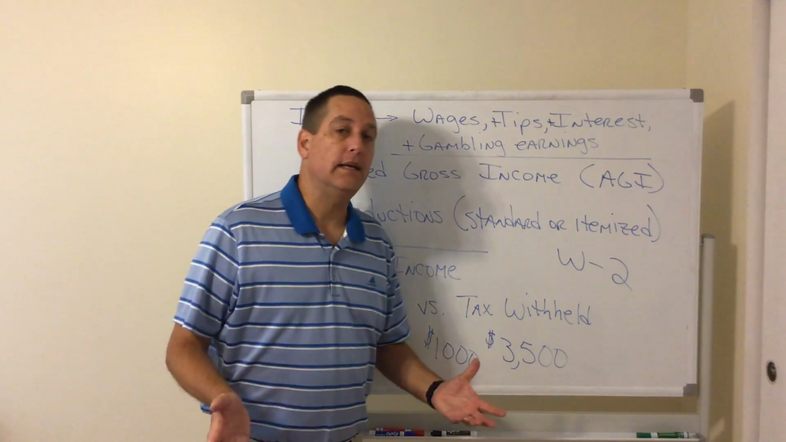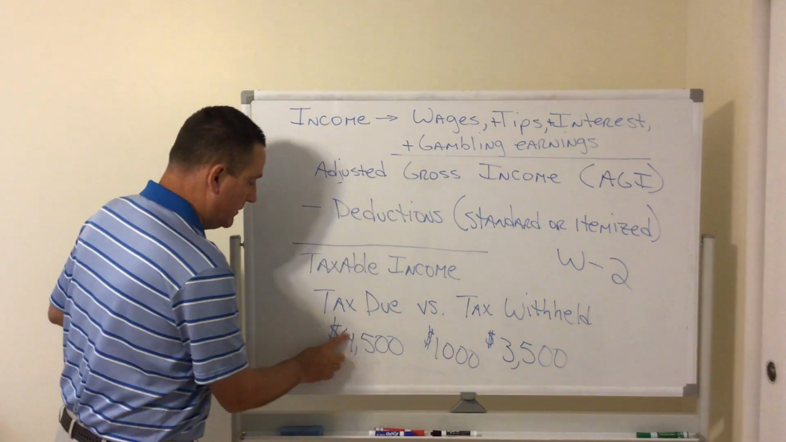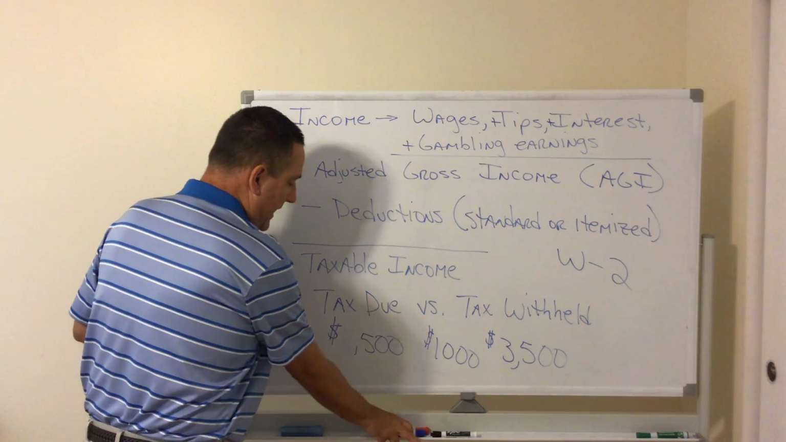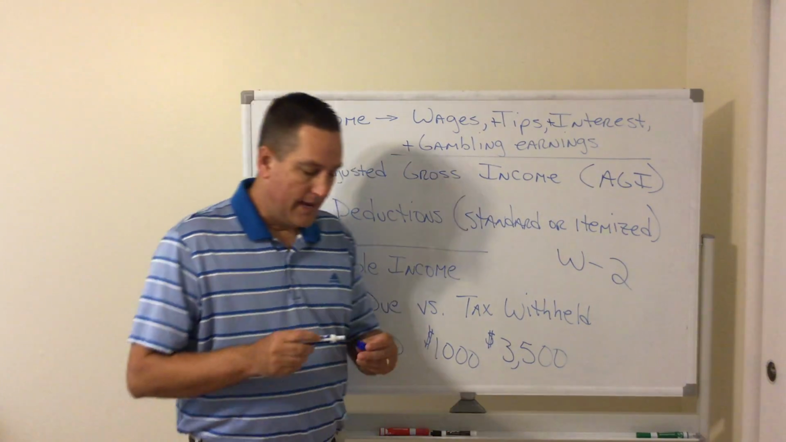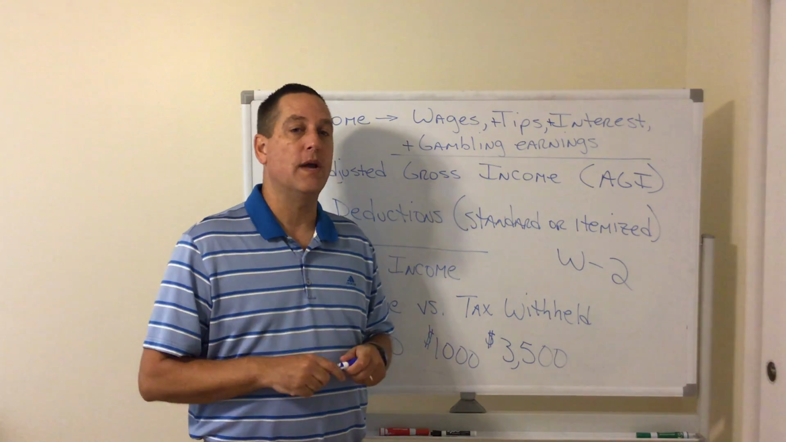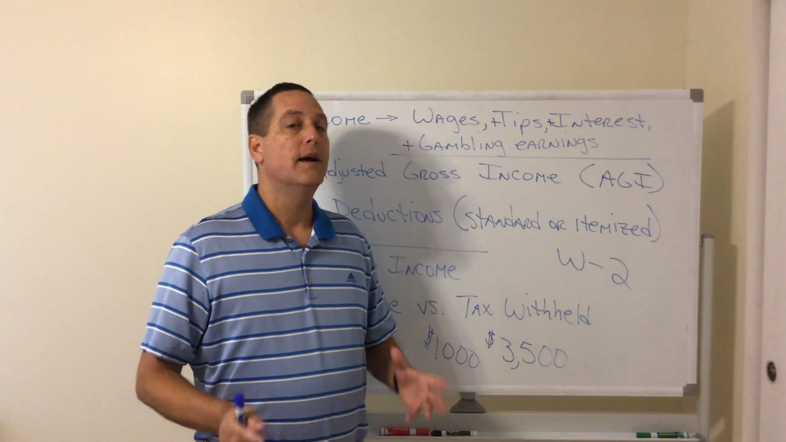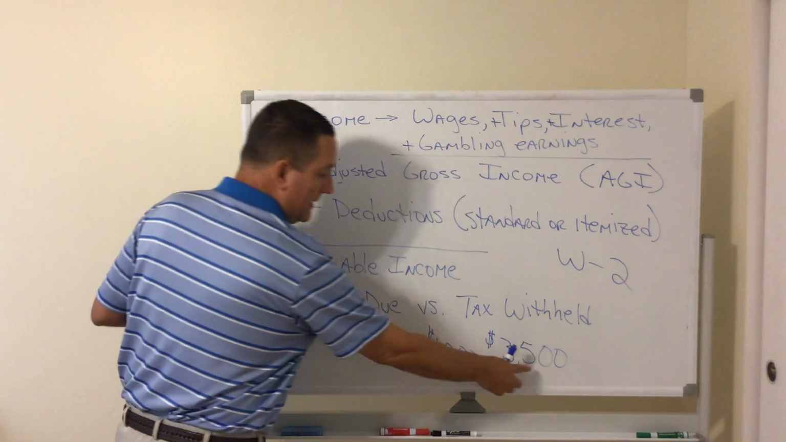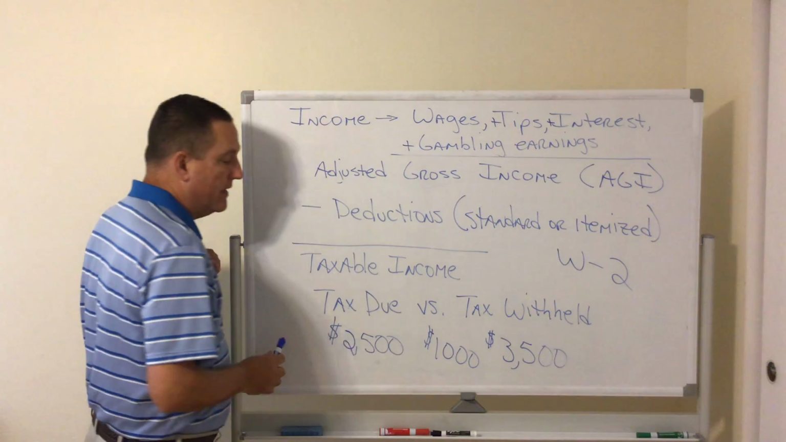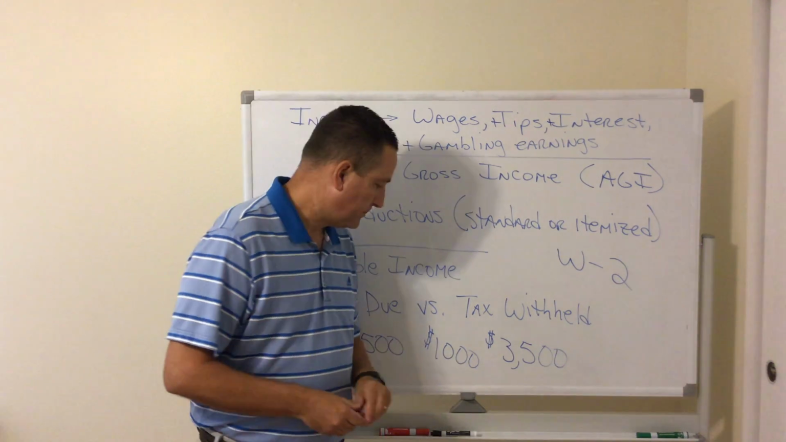And hopefully, they've taken out too much, so you get a tax refund. A tax refund is the money that you get back. It's not the paperwork. The paperwork is the tax return. If you get money back, like in this case, you'll get $1,000 back. That's called a tax refund.